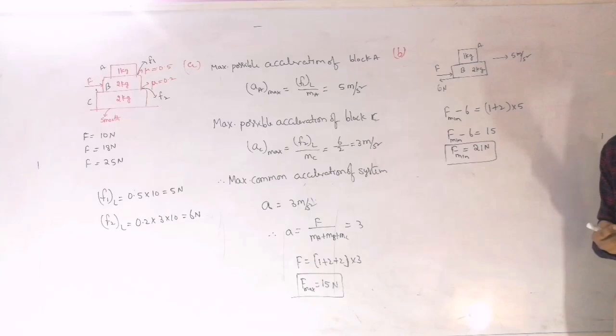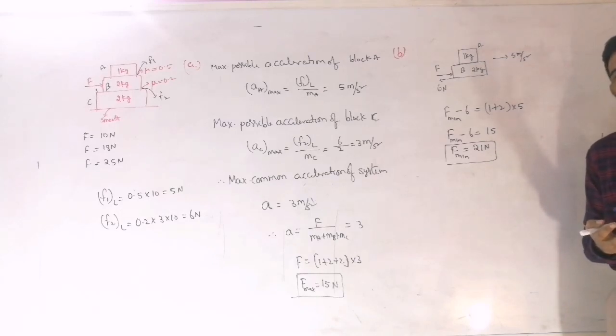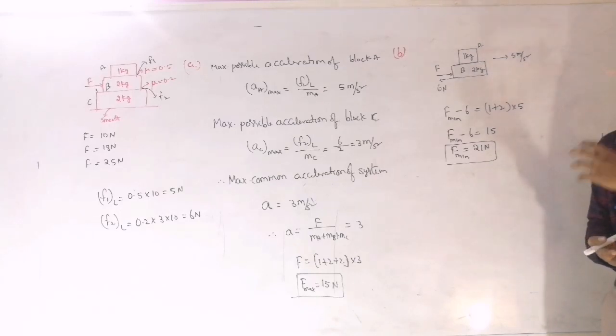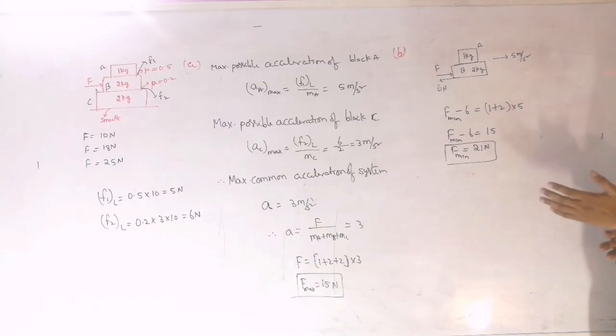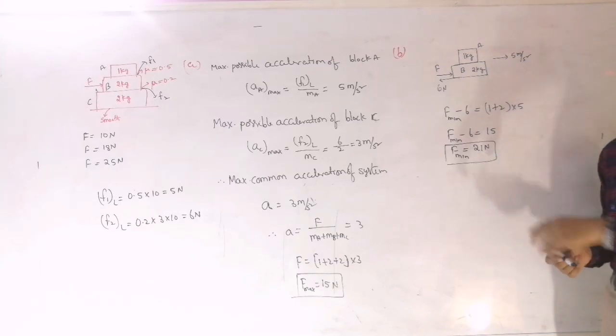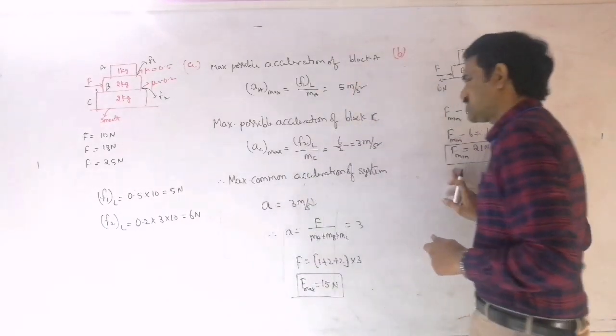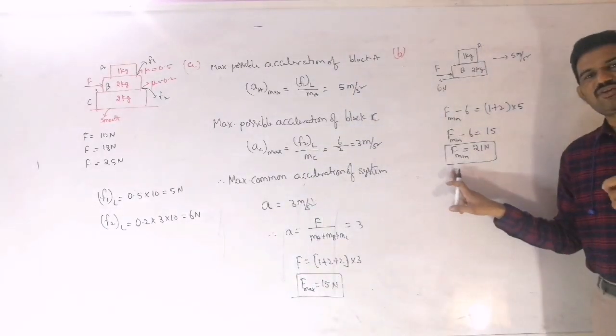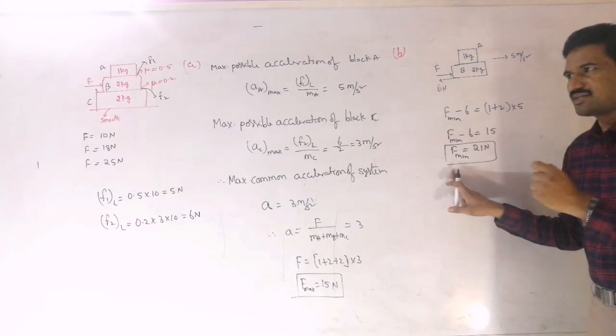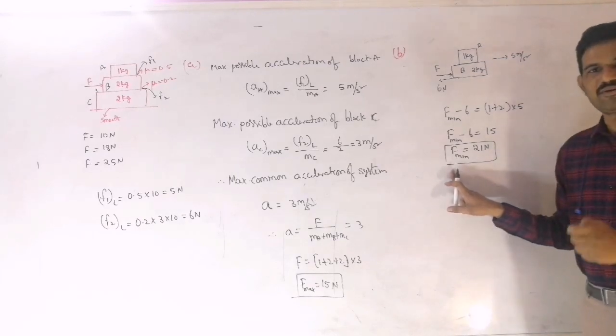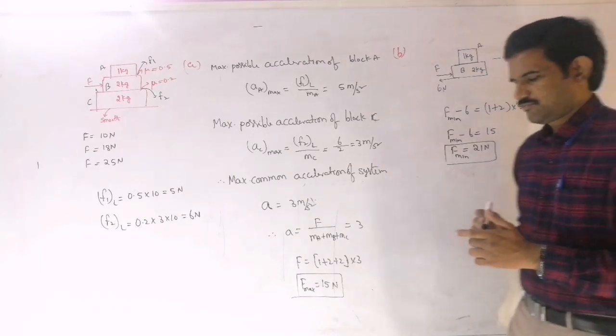Our question is the force at which the slipping will take place between all contacts. So between all contacts means that force should be equal to 21 newtons there, right? So that 21 newtons is the minimum force at which the slipping will take place between all contacts. Between B and C slipping will be there, and between A and B also slipping will be there for this frictional force.